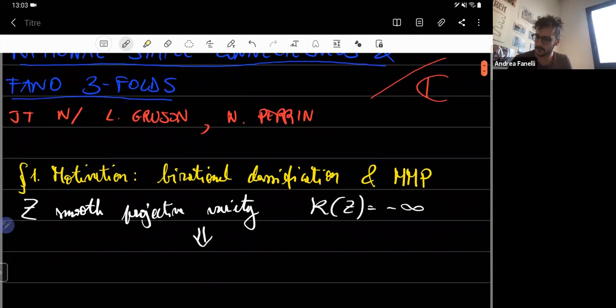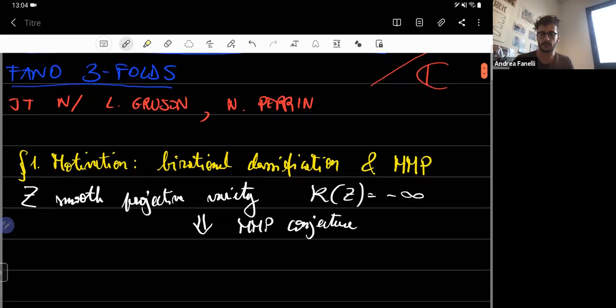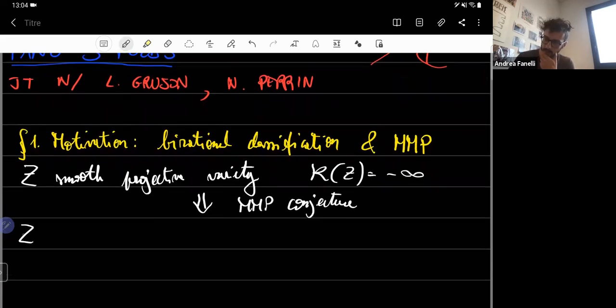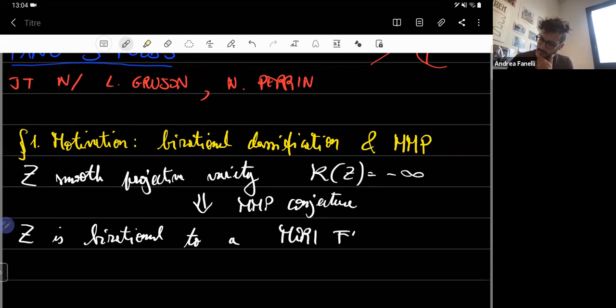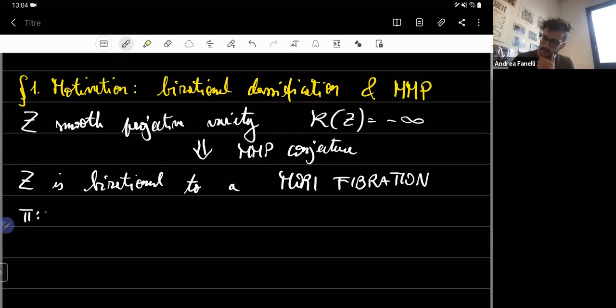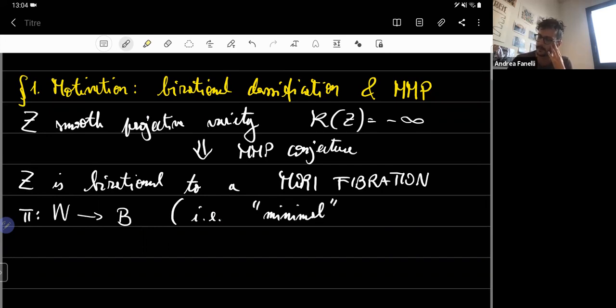There is the very famous MMP conjecture, which implies that you can reduce yourself to study a very special class of projective varieties, which are Mori fibrations. So the MMP conjecture implies for this class of varieties that Z is birational to a Mori fibration. What is a Mori fibration? Let me fix the notation, π from W to B, where B is the base, which is some kind of minimal. I will be a little vague here because this is not the point of the talk, it's a little bit of a motivation. A minimal Fano fibration.